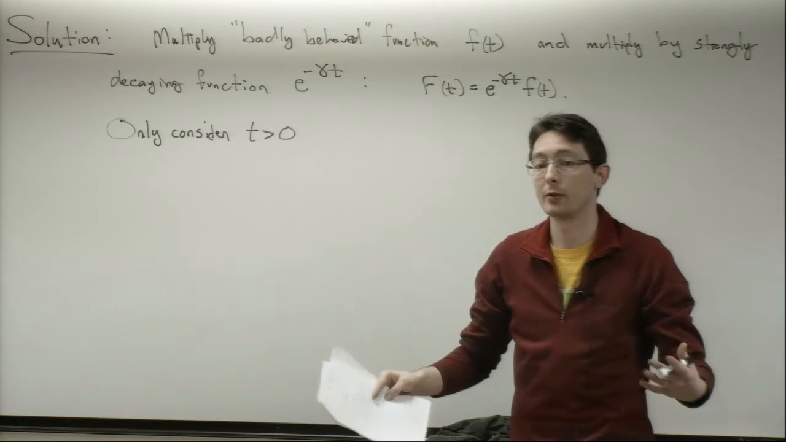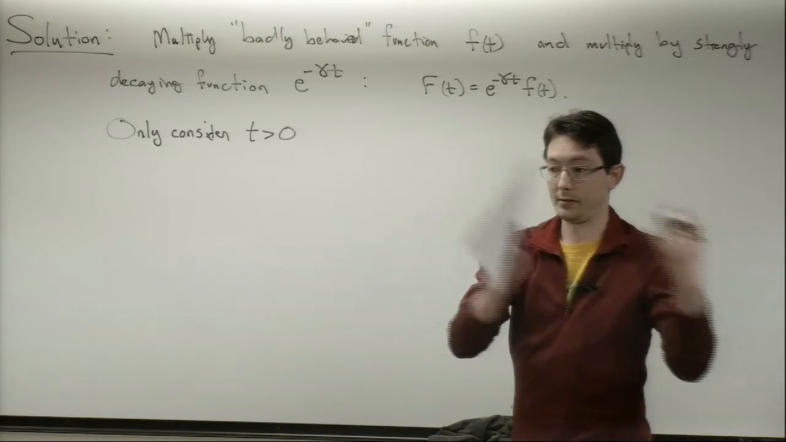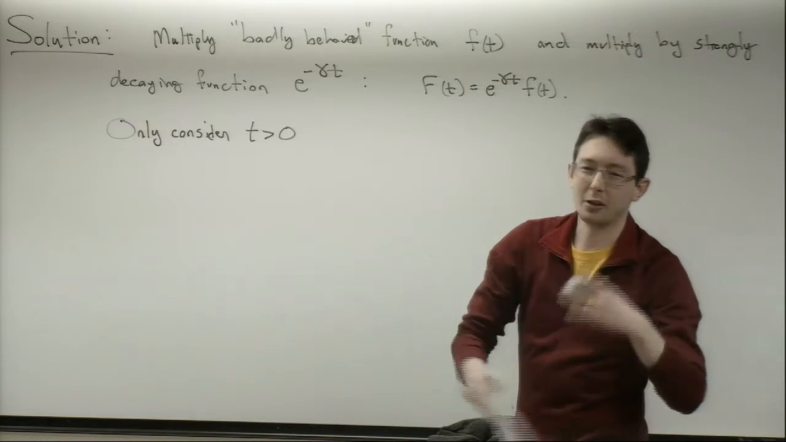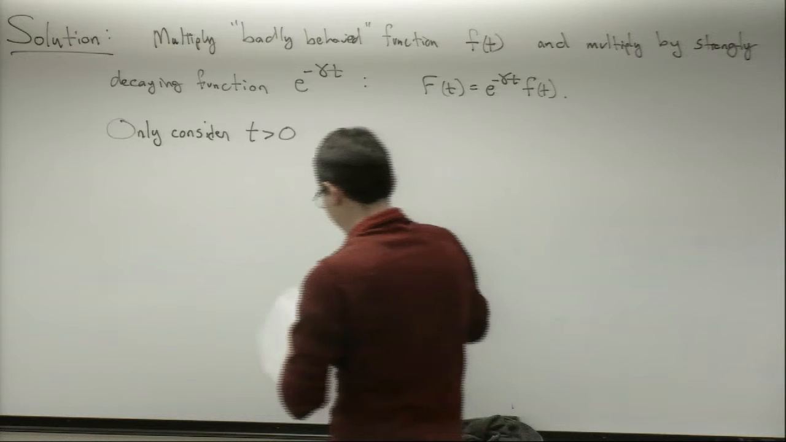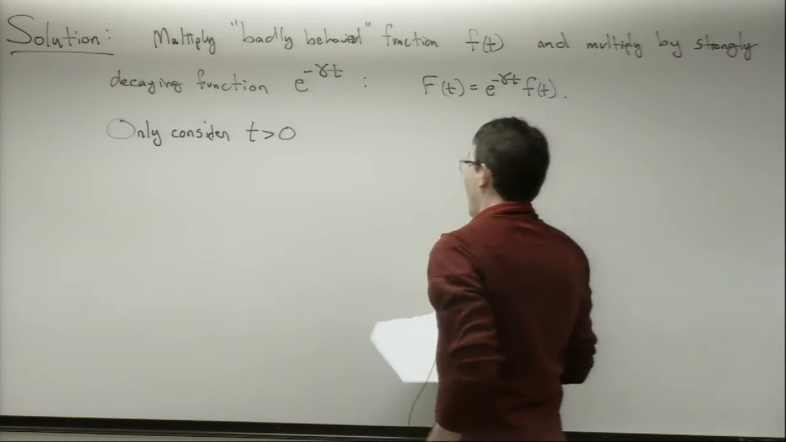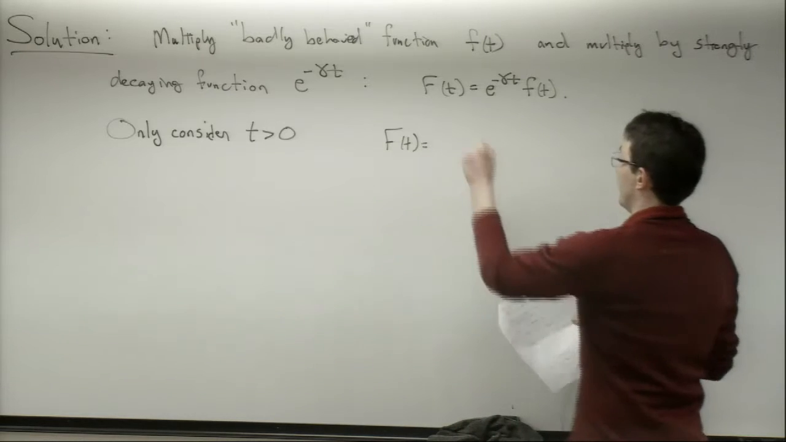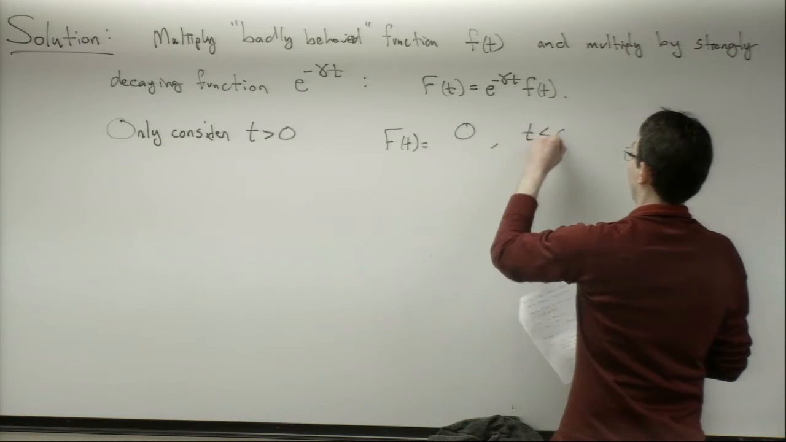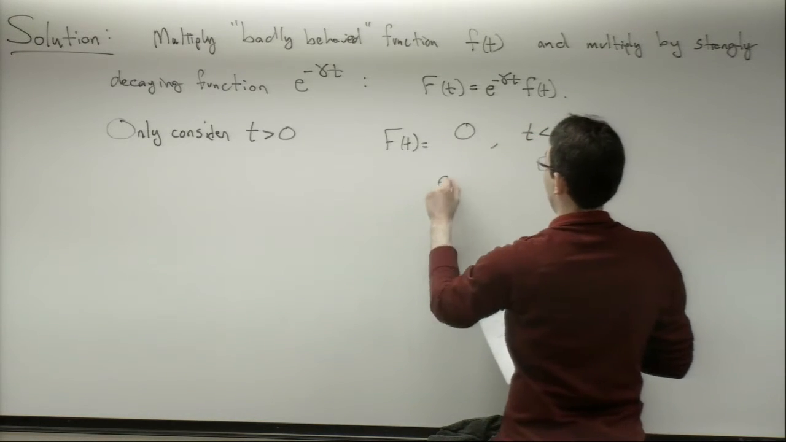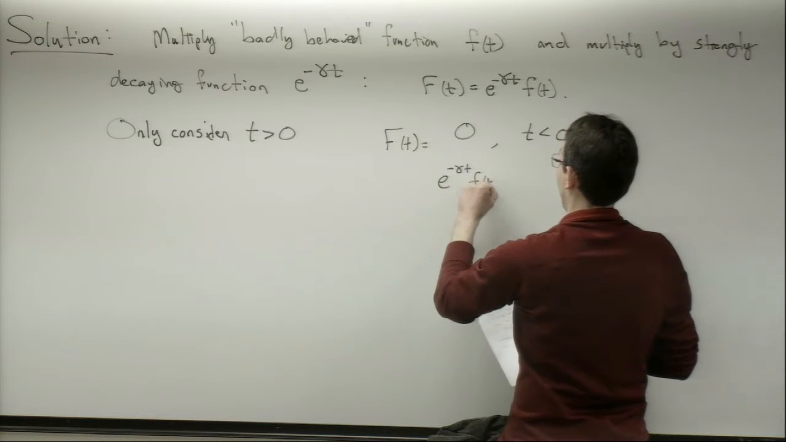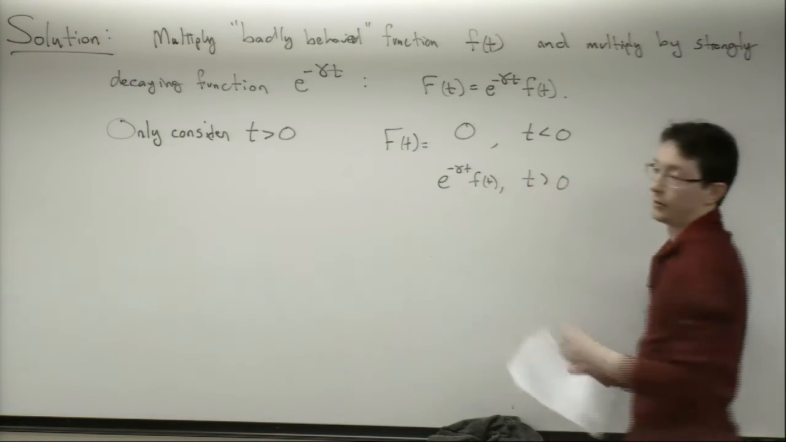So Laplace transforms we usually think of as referring to time. They could refer to space, and we'll do that later. Okay, so our function F of t is really equal to 0 for time less than 0, and it's equal to this thing, e to the minus gamma t times f of t, for t greater than 0.